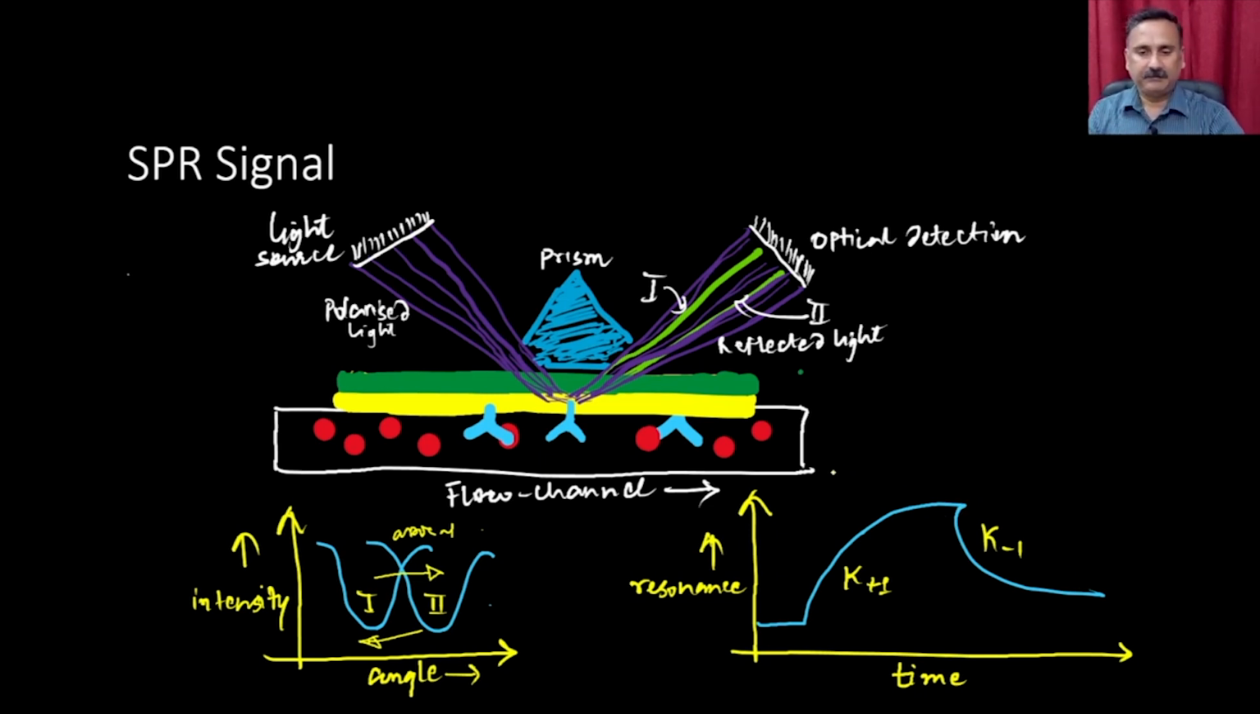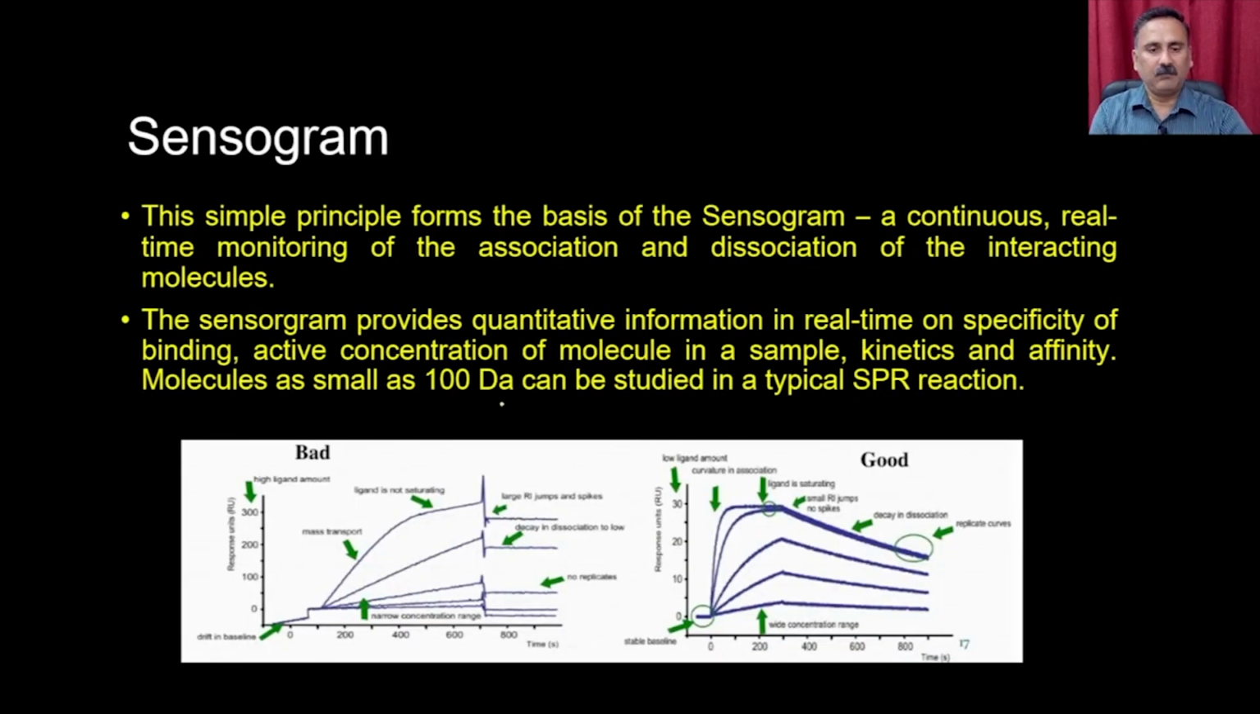And this is what is called the sensogram. So this pattern that you have seen is what is called the sensogram. Just as you remember, when we were looking at the pattern of the protein getting eluted from the chromatography column, it is called a chromatogram. Essentially, the same way, when you have the SPR signal plotted across time, it is called a sensogram.